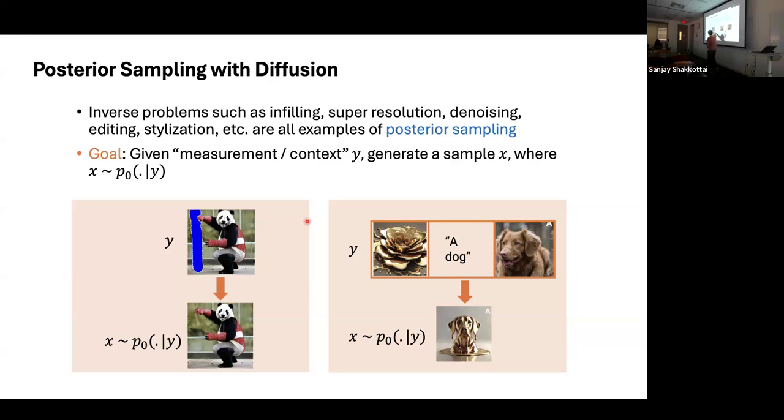What does it mean? Well, I give you some measurements Y, in this case, this particular image, or in this case, this triplet. And what I want is not to sample from the data distribution, which is just X0, but a conditional distribution. In the stylization, I want to say, I don't want to generate any dog. I want to generate a dog conditioned on this. Okay? So this is just conditional. I want to sample from this conditional distribution.